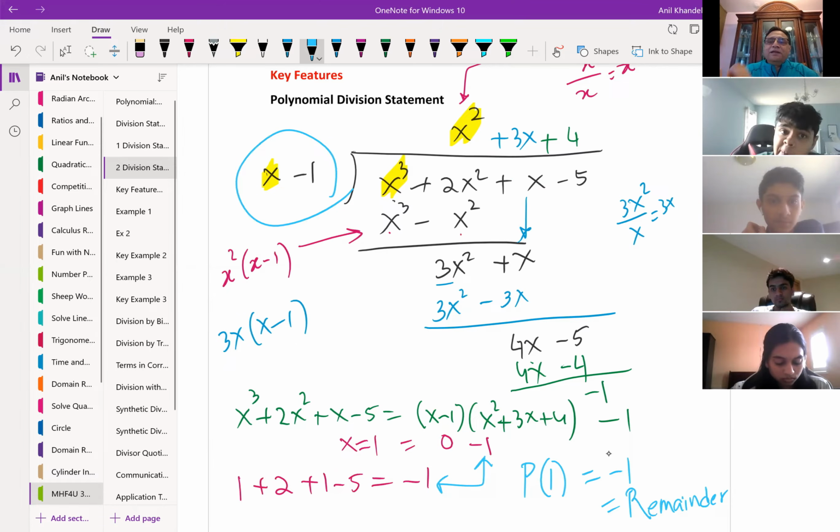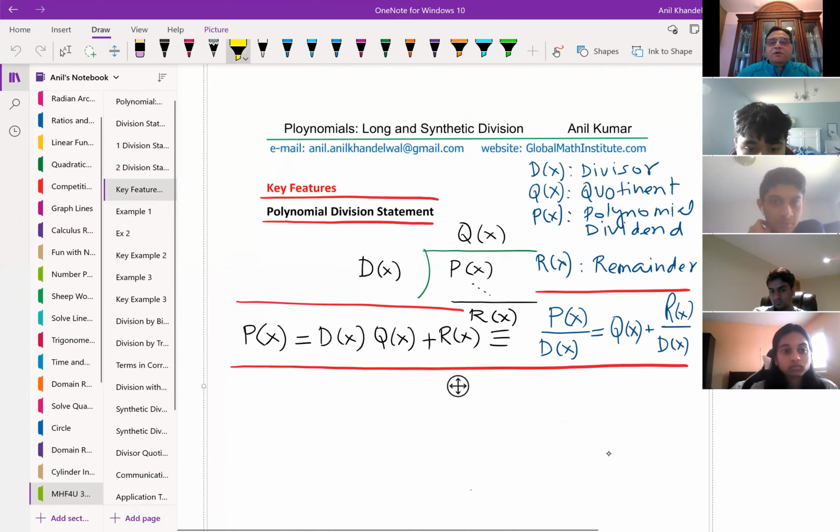So to find the remainder, I don't really have to divide and then find out what the remainder is. I could just substitute a value and find the remainder. You get the idea? So this is called the remainder theorem. We'll take more examples and then we'll see how to work it out, right? So anyway, first let me revise what we just learned.